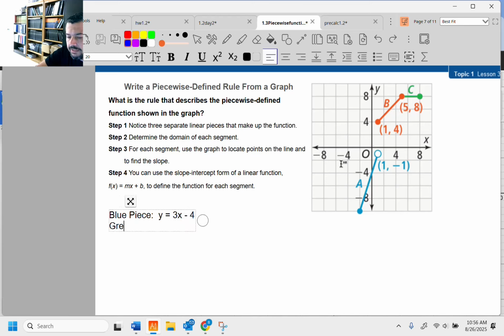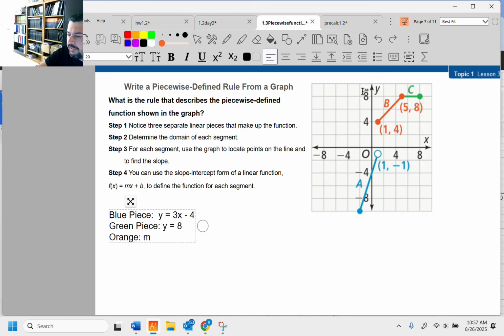I'm going to do the green piece next because it's the easiest one on here. That is a horizontal line, and it is a horizontal line that has a y value of 8. And now I'll do the red piece. Or sorry, it's orange on this one.